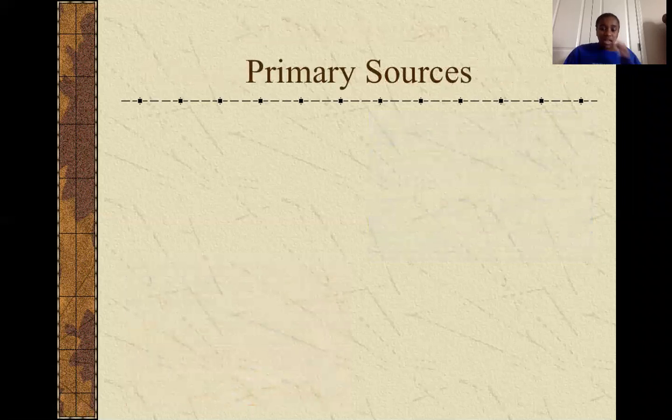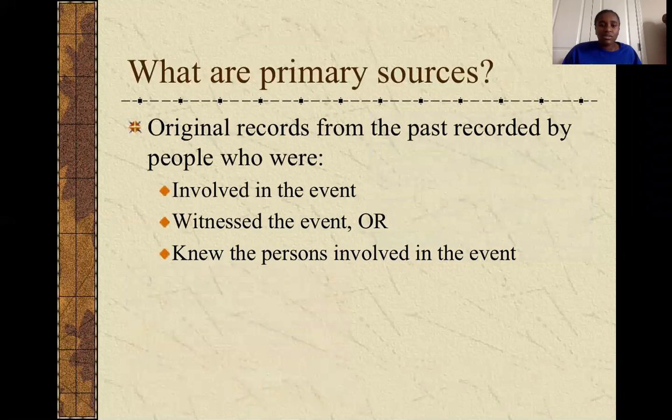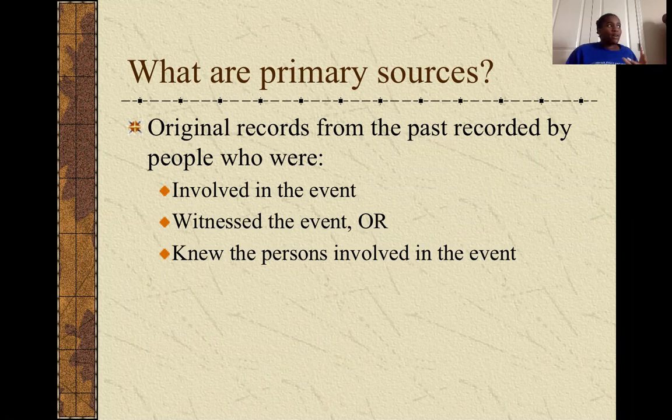So let's start with primary sources. So what exactly is a primary source? A primary source are things or objects that come or original records from the past recorded by people who were either involved in the event, witnessed the event, or knew persons involved with the event. So if you were actually at the place that it happened, or you saw it happen, or you knew somebody that saw it happen, so that is a primary source. It's basically firsthand information that you get.